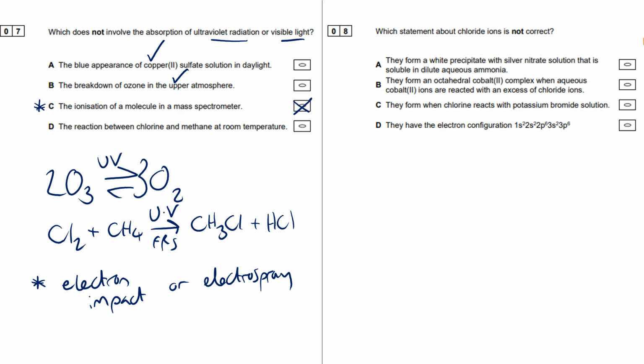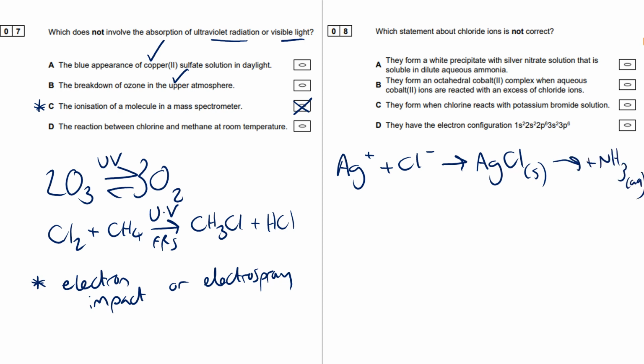Question number 8. Which statement about chloride ions is not correct? So statement A, will it form a white precipitate when you add silver nitrate? Well, you should remember that you get a white precipitate of silver chloride formed, which does dissolve in aqueous dilute ammonia. So statement A is correct.